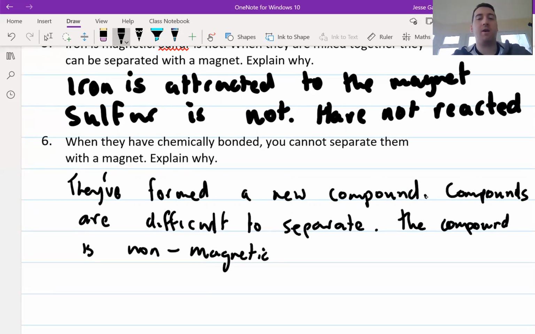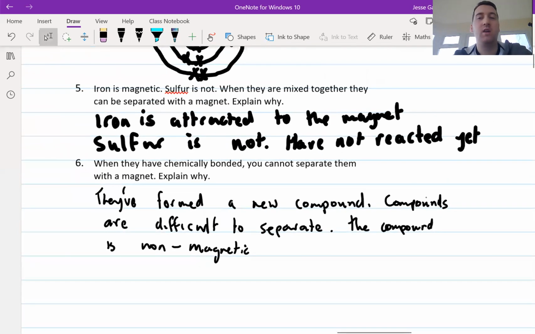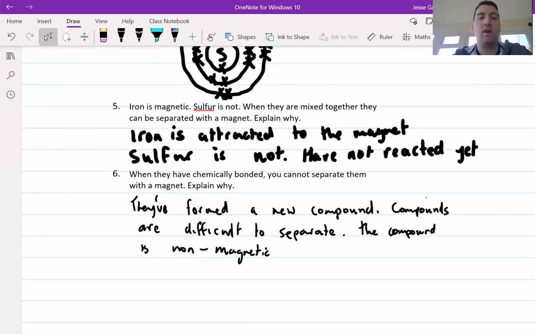Okay, so once they're chemically bonded, you've made a new compound, and that is much harder to separate than when they're just mixed together. The compound is not magnetic, so the magnet's not going to have any impact. It's not going to be able to drag the iron out of the compound. They're actually physically stuck together now, and that's why you can't use a magnet on them.